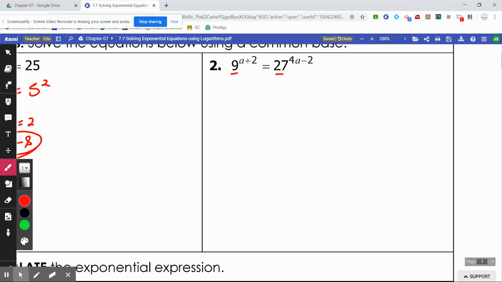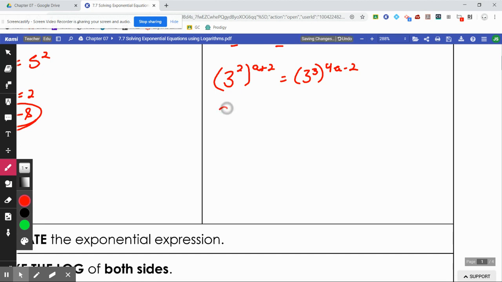9 and 27 are both base 3 numbers. 9 is 3 to the second. I'm going to rewrite that as 3 to the second times a plus 2. And then 27 we're going to rewrite as 3 to the third, to the 4a minus 2 power. Powers to powers, we're going to multiply. This would be 3 to the 2a plus 4 power. This would be 3 to the 12a minus 6 power.